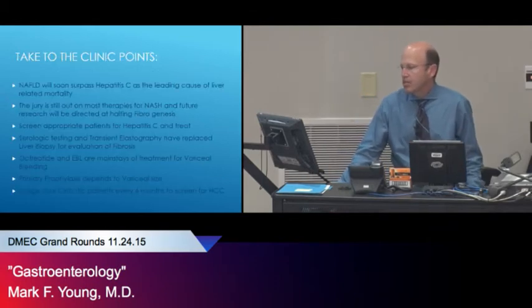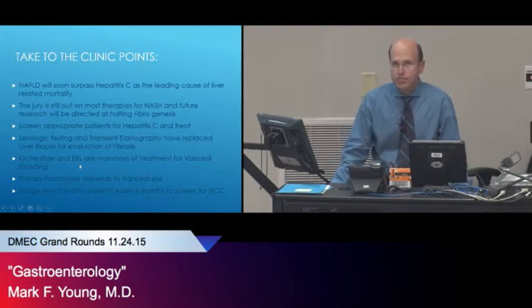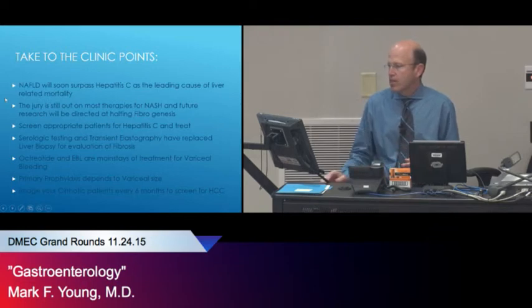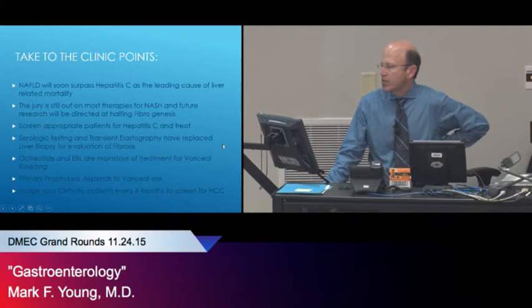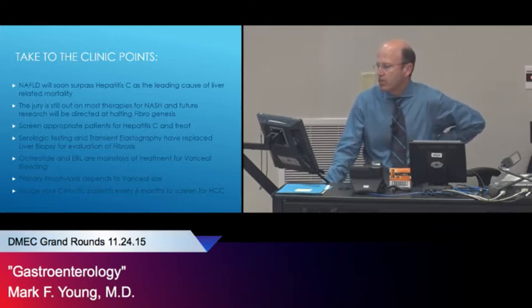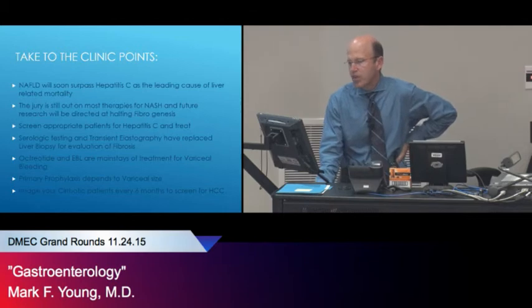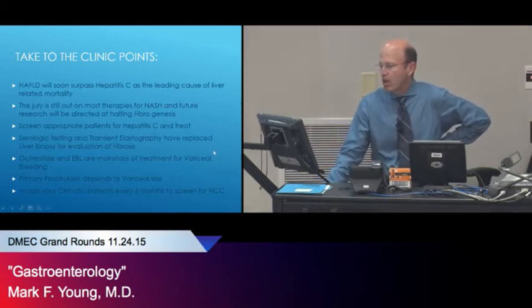So the final two slides just summarize what we've talked about in the last 45 minutes. Non-alcoholic fatty liver disease will soon surpass hepatitis C as the leading cause of liver-related mortality. The jury is still out on most therapies for NASH, and future research will be directed at halting fibrogenesis. We want to screen appropriate patients for hepatitis C and treat. We want serologic testing and transient elastography to replace liver biopsy for evaluation of fibrosis.